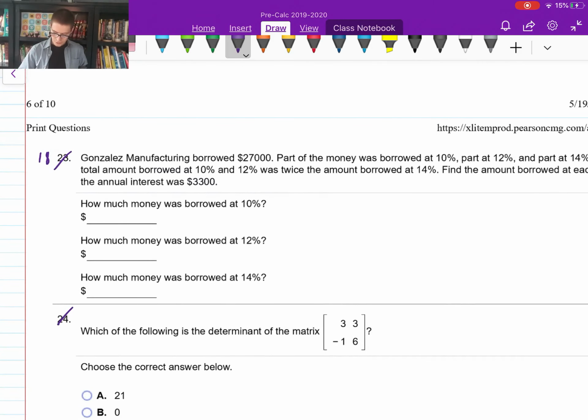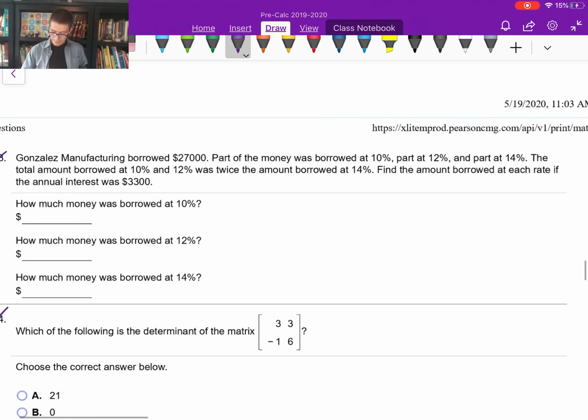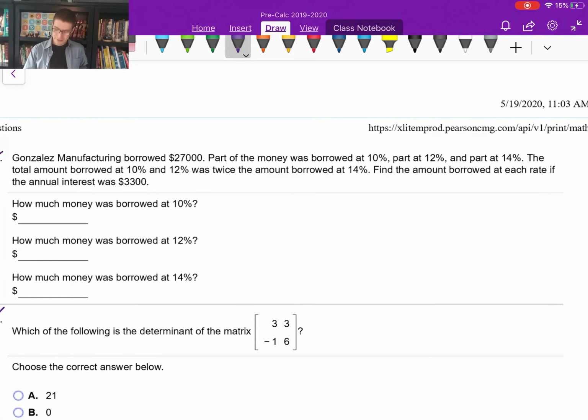Gonzalez Manufacturing borrowed $27,000. Part of the money was borrowed at 10%, part at 12%, and part at 14%. The total amount borrowed at 10% and 12% was twice the amount borrowed at 14%. Find the amount borrowed at each rate if the annual interest was $33,000. There's a lot of words in here, and it takes a while. I think it might take a little bit to understand even what it's talking about and where it's trying to lead you. You can probably tell, based on the nature of this lesson, that we're going to make some matrices and solve them, or at least make a system of equations and solve the system of equations.